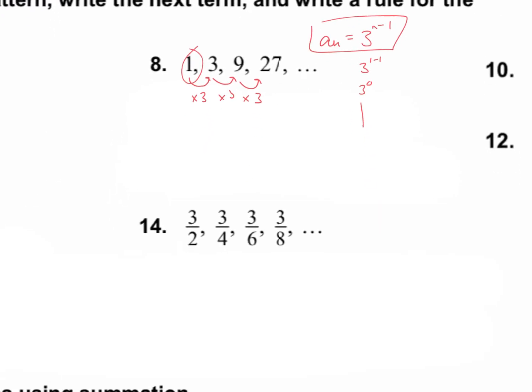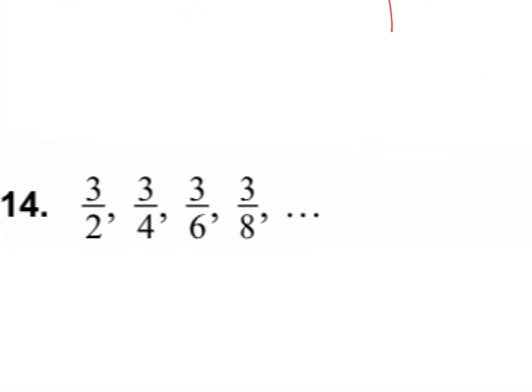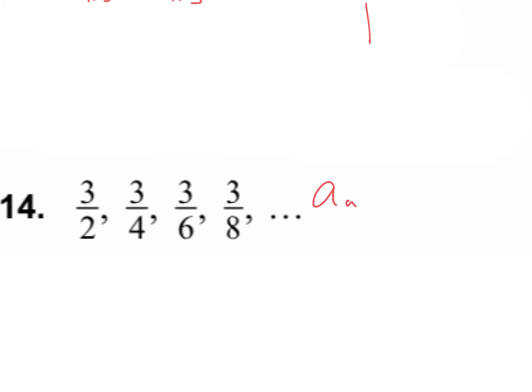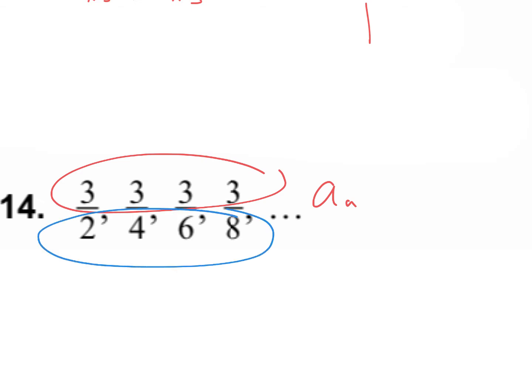All right, let's look at 14. Whenever you have a fraction, you just want to take it one step at a time. So look at your numerators, then we'll do the denominators. With our numerators, what do you think is going to be in the numerator of our rule? Each time, no matter which term it is, our numerator is 3. What's going to be in the top of our rule? So what should be the top here? 3.